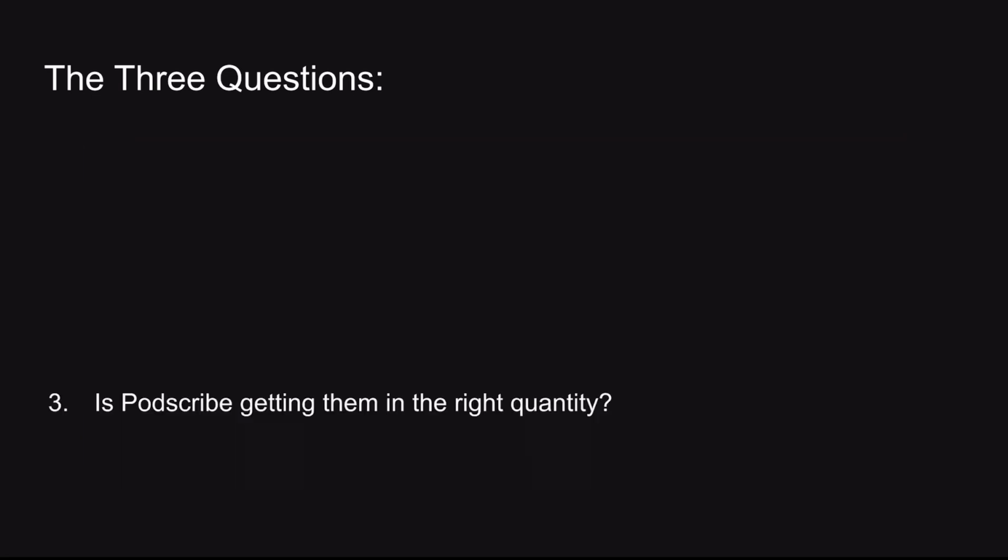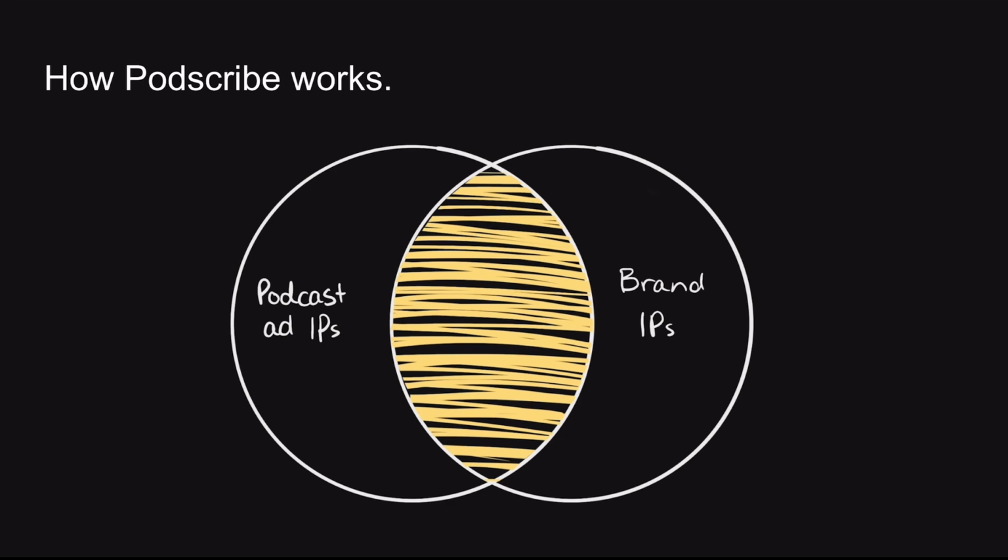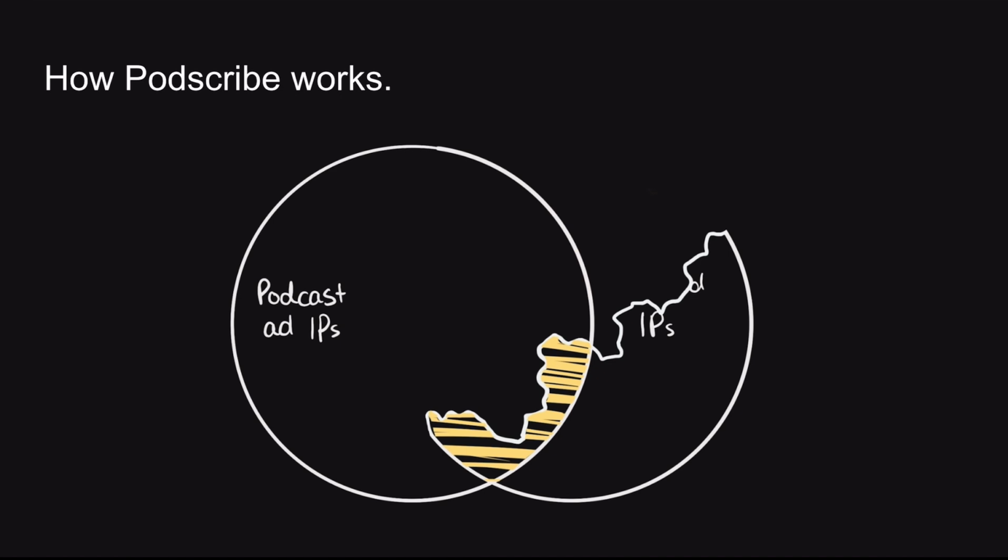The last question to ask is whether Podscribe is getting the raw data in the right quantity. And this is perhaps the most important question to ask. Recall that the way that we do attribution is by finding the overlap between all of a brand's IPs and all of the ad listeners' IPs. But if we only get a fraction of the brand's IPs, we're only going to be able to do attribution on a very small fraction of them, which is not helpful.